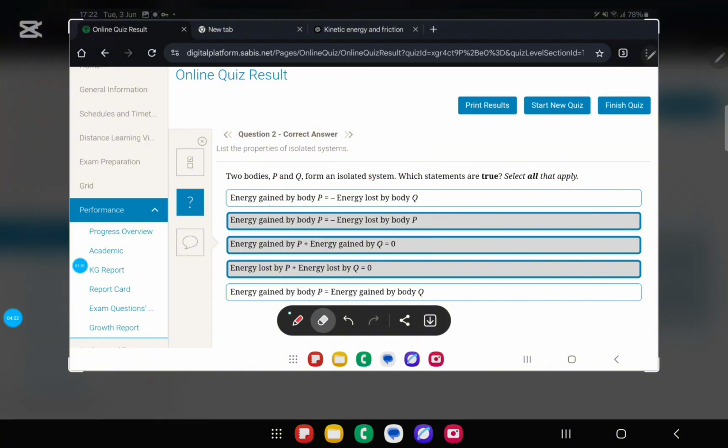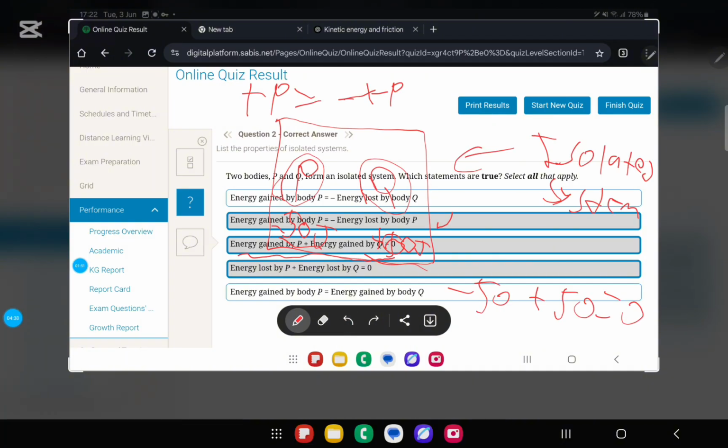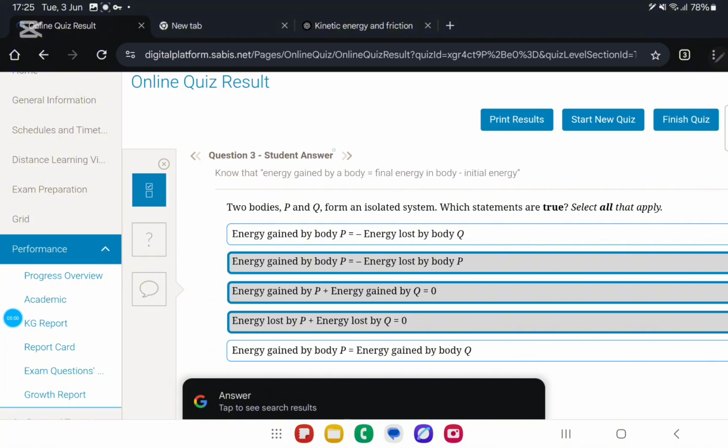Now the last one: energy lost by P plus energy lost by Q equals 0. It's the same as this one, just this time instead of gaining, it's losing. In our case here, energy lost by P is 50 joules, and energy lost by Q is negative 50 joules. It lost negative 50, so it means it gained it. Again, you add them up, it becomes 0. So same thing, loses or gains. Both of them gaining equals 0, both of them losing equals 0. That's it.